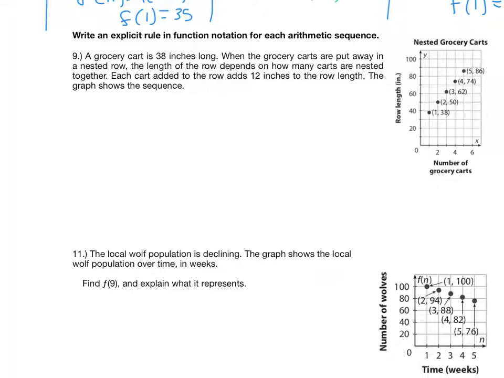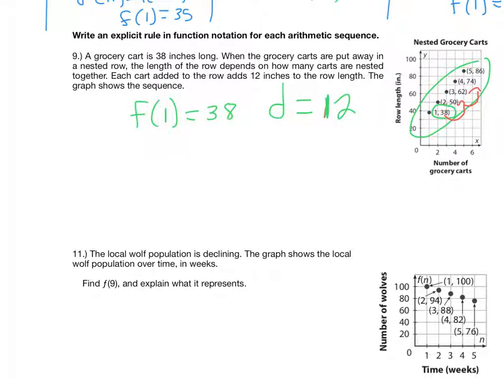So go ahead and pause this and read through the problem. Then we'll work it out together. So if we look at our problem, it looks like our first term, f of 1, is going to be 38, right? That's right here. And our common difference, it looks like we're going up, right? And we're going up by 12 each time. So it's going to be a positive 12. That's our common difference.